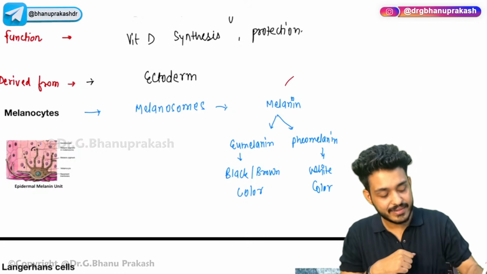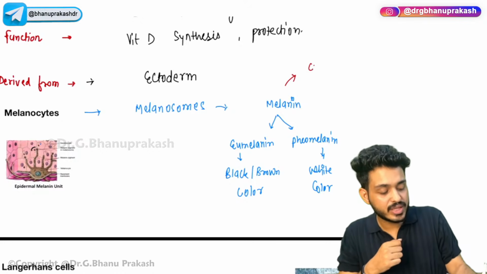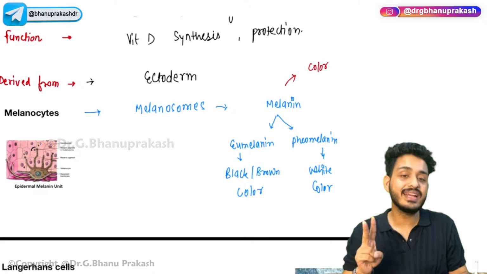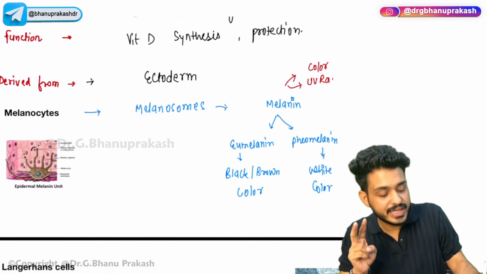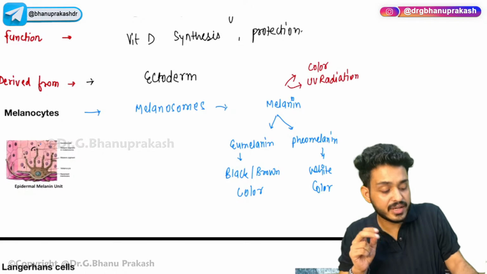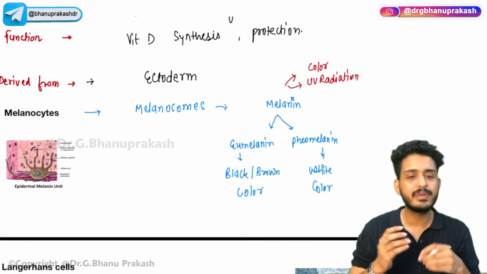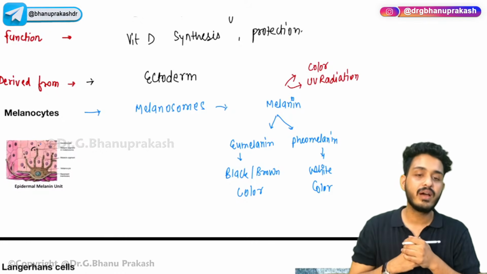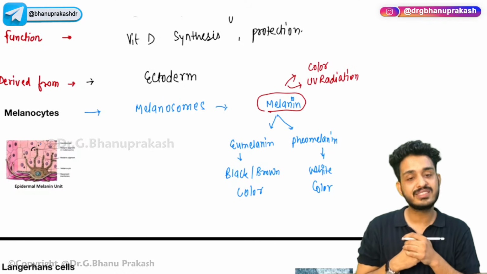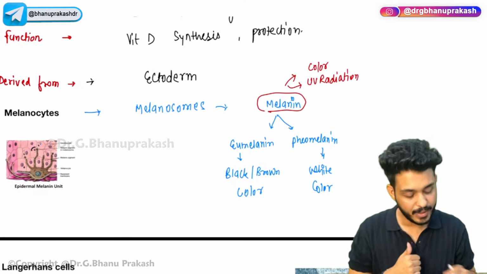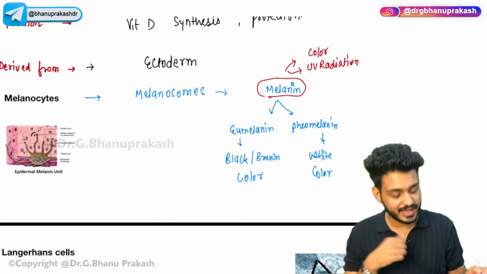So the clinical relevance of this melanin, remember: first, this melanin helps to give color. Second, an important function, it provides protection against UV radiation, ultraviolet radiation. So those people who are black people are at a lesser risk of having skin cancer, because this particular melanin provides some kind of protection, apart from color. And we also have one classification, that is the Fitzpatrick classification.